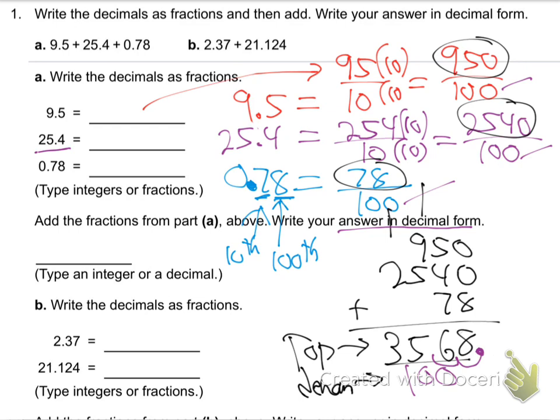Remember, if you multiply by 10 or 100, it goes to the right. It gets bigger, huh? If you divide, it goes left. So that'd be 35.68.